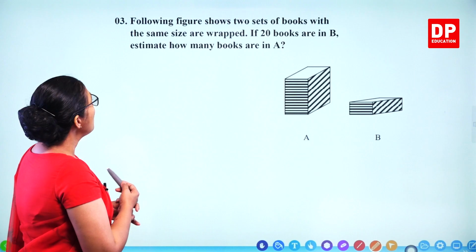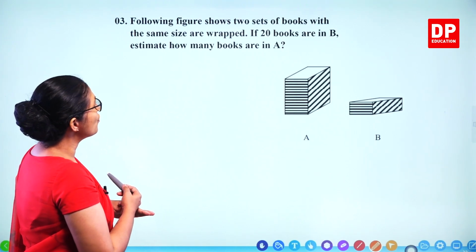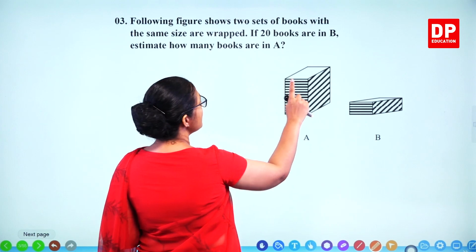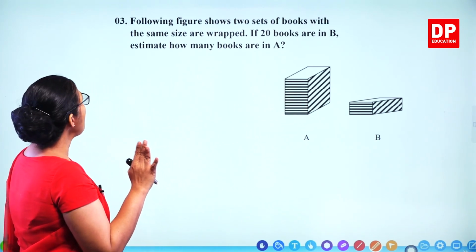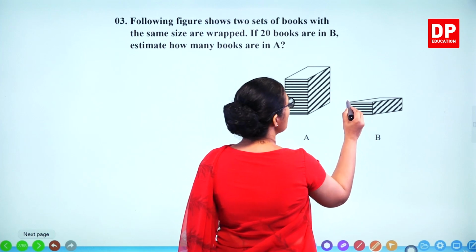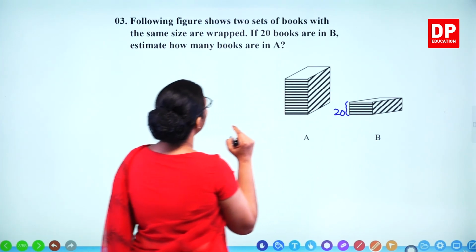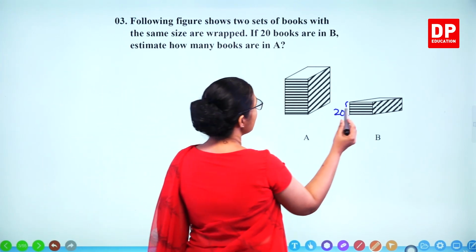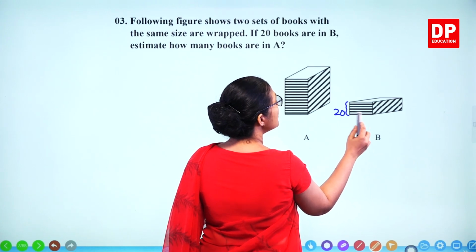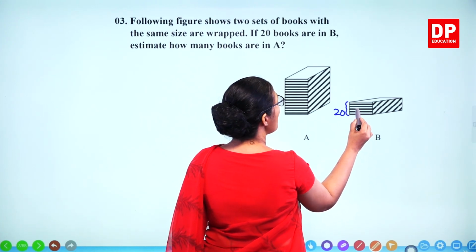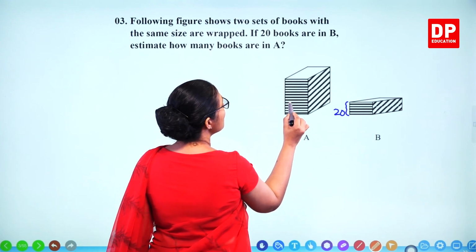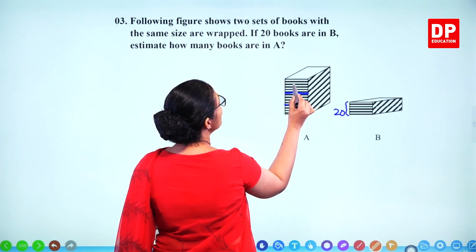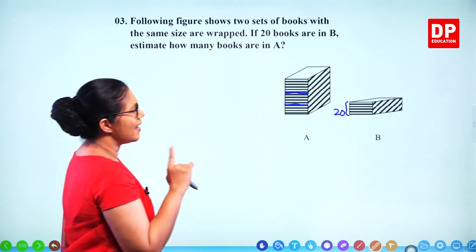Question number 3. The following figure shows 2 sets of books with the same size wrapped. So the book sizes are the same. If 20 books are in B, this one is 20. Estimate how many books are in A. How many lines like that? 1, 2. So we'll take the same wrapping paper. 1, 2, 3, 4. So here 3 parts lie.